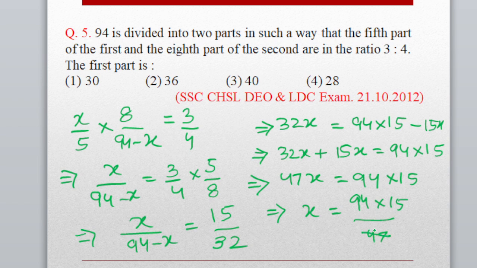Now 47 2s are 94, so 2 into 15, that is equal to 30. That means here the first part, as we are taking the first part as x, the value of x is 30, that means the answer is 30. So here option 1 is the right answer.